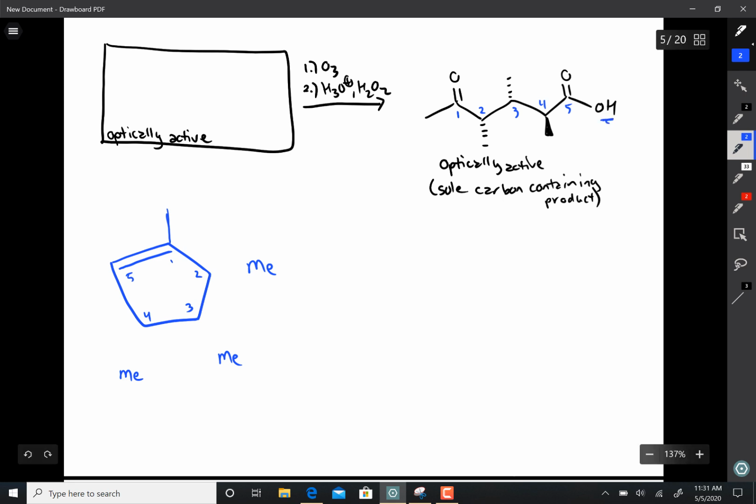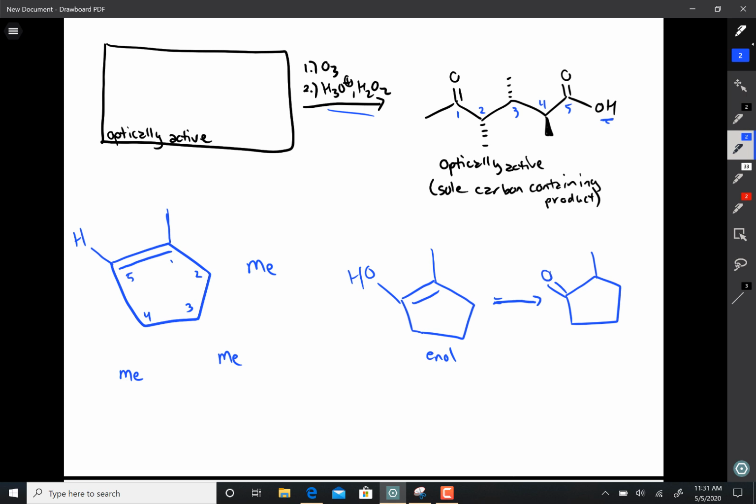The carboxylic acid is formed from this, so that would have to have been an H. This molecule here is incorrect because this molecule is an enol, and it would rapidly become this, which ozonolysis does not work on. So therefore this is the incorrect structure. It needs to be a hydrogen right there.